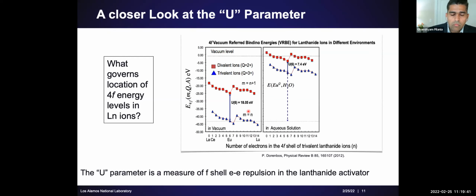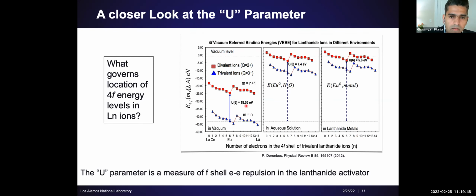But when you go from vacuum to aqueous solution to lanthanide metals, due to the dielectric screening of the medium, this interaction is effectively screened, and these two curves come close together as they move up. And there is a systematic relationship between how much they move up versus how much they come close together. And this relationship has actually been quantified in Peter Dorenbos' chemical shift model.